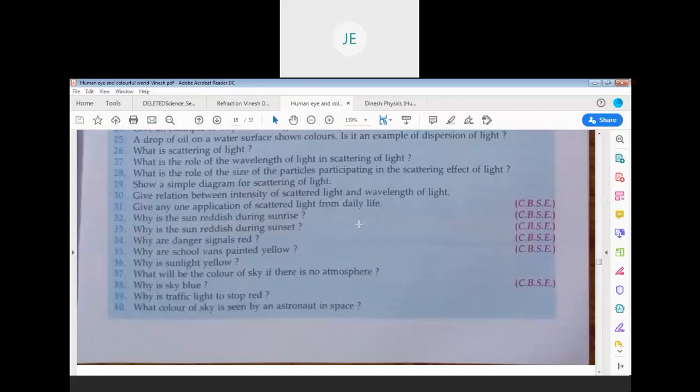If it is a longer distance, then red light is least scattered so it will reach the earth surface. While blue light is the most scattered light, so it will not reach us. So we will not see it as blue light or any other color. Red has the least scattering ability. And the next, why sky is blue, due to scattering.